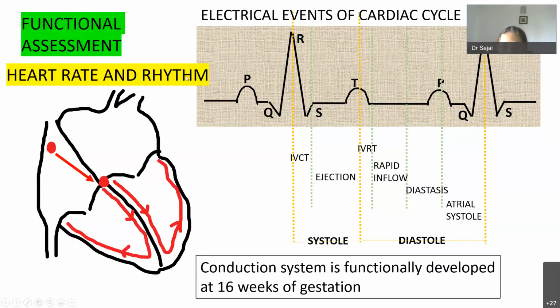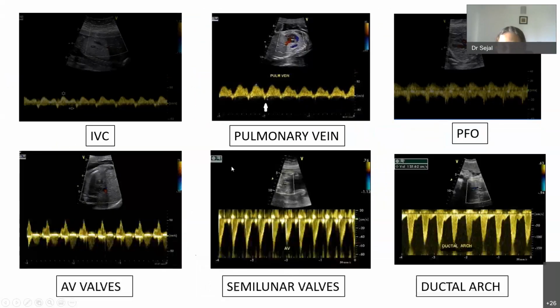And all of you know the parts of systole and diastole. Systole is divided into IVCT and ejection. Ejection is a part which we can pick up in fetal echo. And in diastole, you have 4 phases: IVRT, rapid inflow, diastasis and atrial systole. And the 2 most important components, rapid inflow and atrial systole, can be picked up in fetal life. And how do we pick them up? I will go through it.